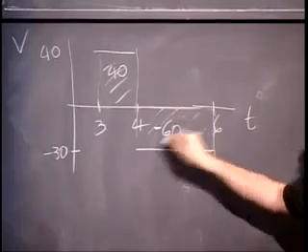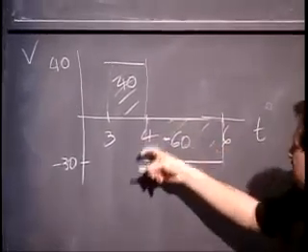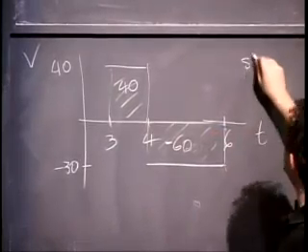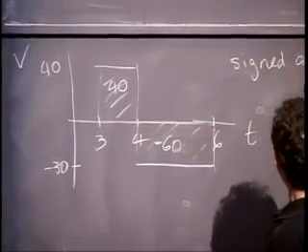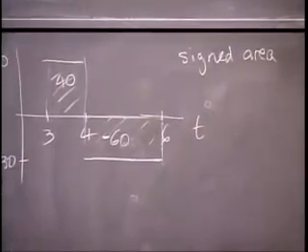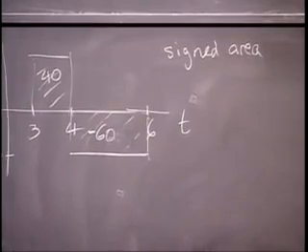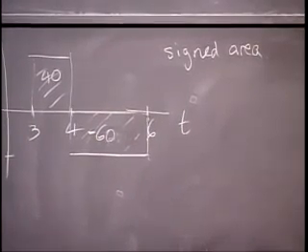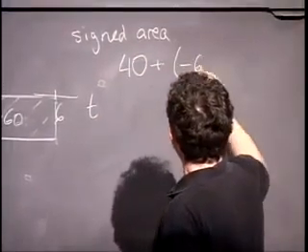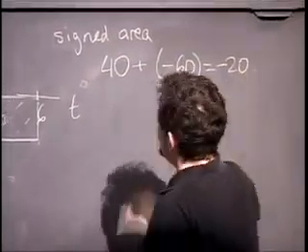That's not the area of this rectangle, because the rectangle is 30 by 2. But it is the signed area, S-I-G-N-E-D. So the idea of signed area is that we're going to count anything below the x-axis as negative. Whatever its area is, you stick a minus sign in front of it, and you will get the signed area. So in this case, the signed area of the whole thing is 40 plus minus 60, which is minus 20. And that is indeed the displacement. You've gone forward 40, and then back 60, and the minus sign helps you with that.